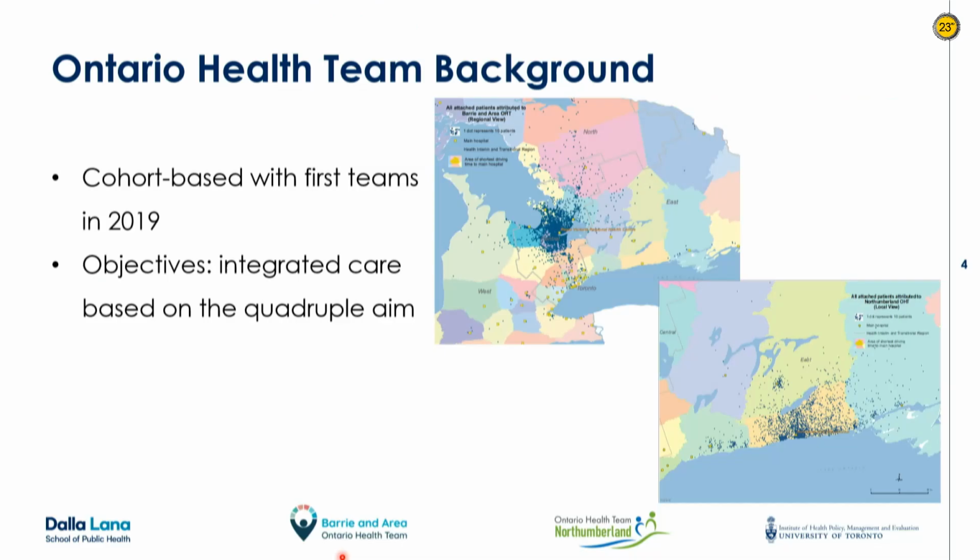There are currently 54 Ontario Health teams in the province, with the first round or cohort of applications being approved in 2019. So now there's a total of 4 cohorts in varying stages of maturity. The objectives of OHTs is centered around the quadruple aim of integrated care, which most of us are familiar with, that has that population health management at its core.